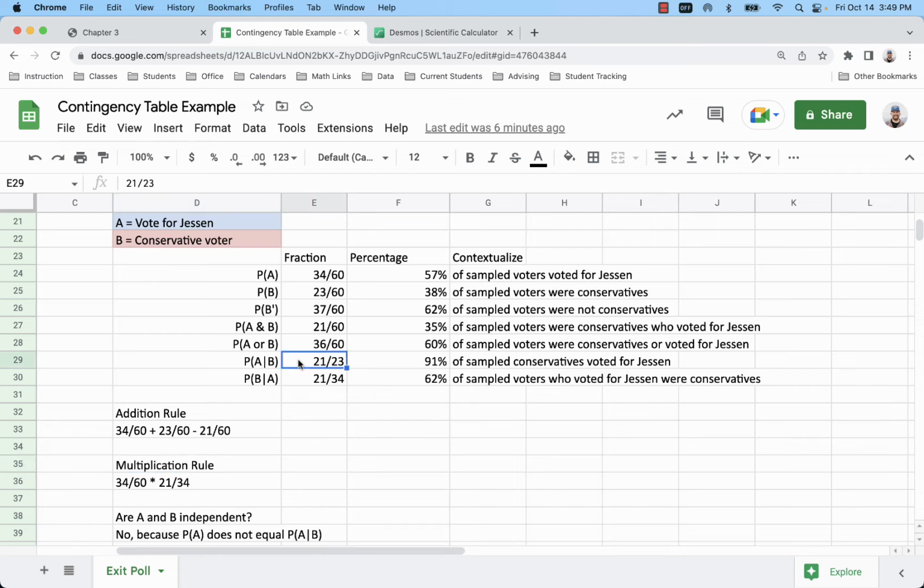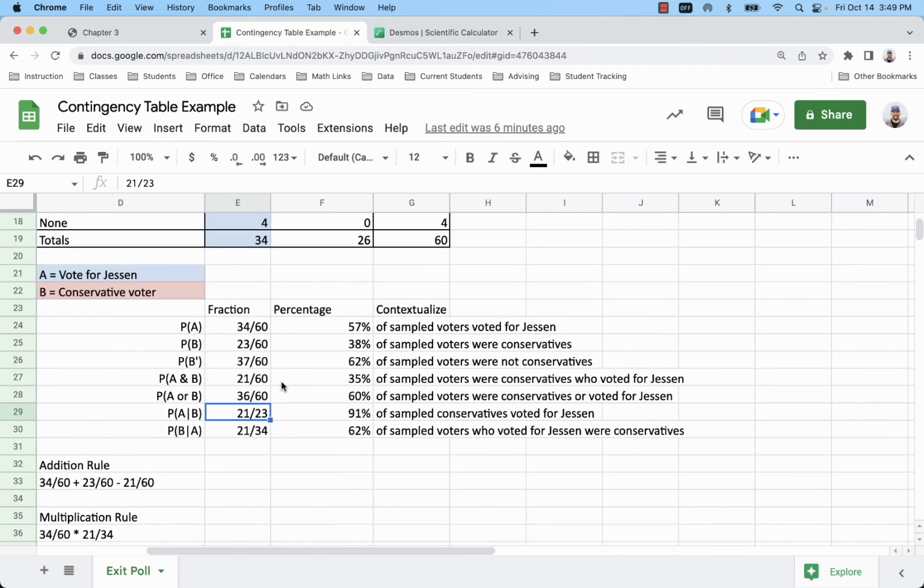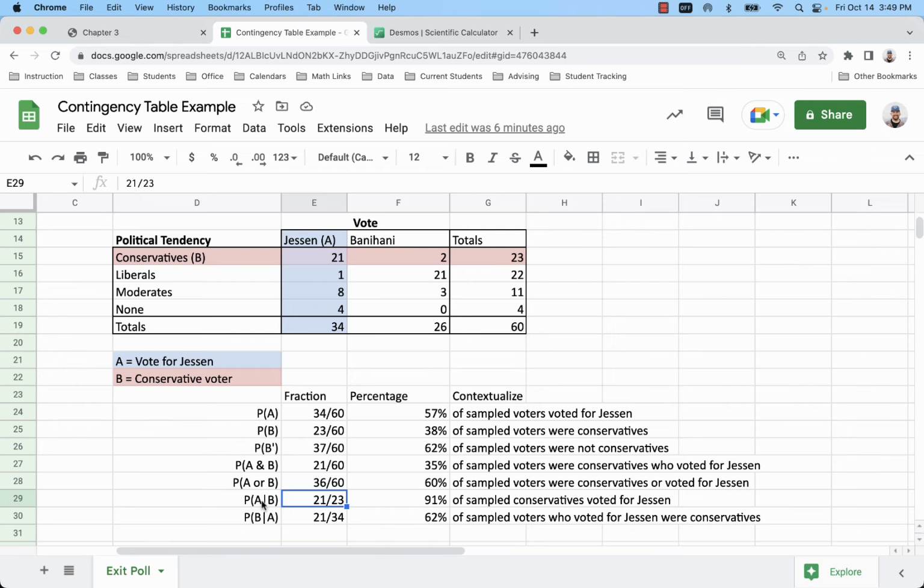If we continue on here and find our conditional probability, we can take a look at that. So conditional probability is an out of probability. Out of B. So I read this as A out of B. It's really the probability of A given B. So given that we select a conservative, we're only looking at these 23 people. 21 out of those 23 are going to be votes for Jessen. So a really high percent of conservatives voted for Jessen, much more than the overall vote. So 57% of everyone voted for Jessen, 91% of conservatives voted for Jessen.